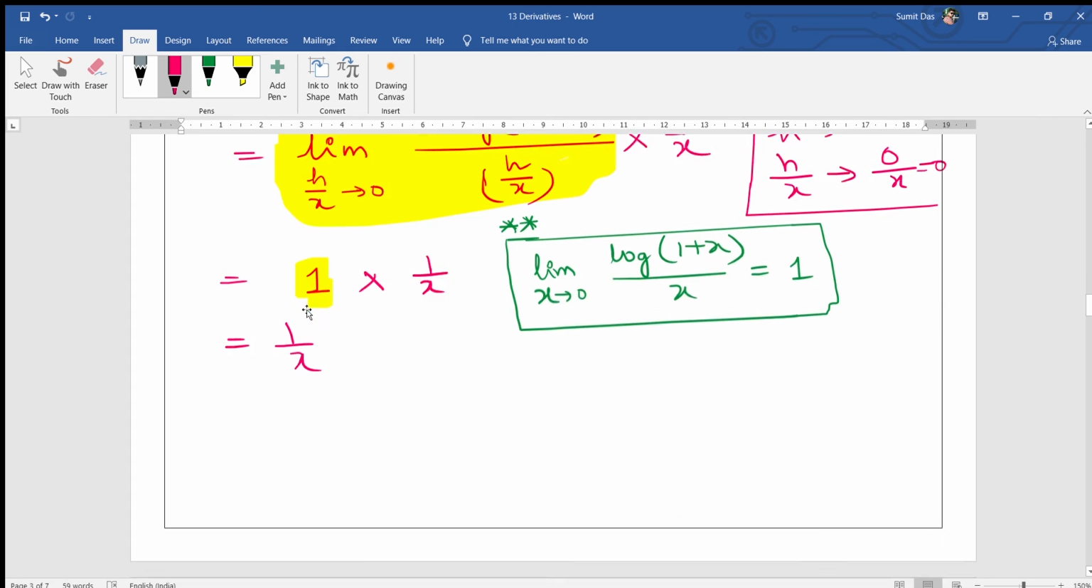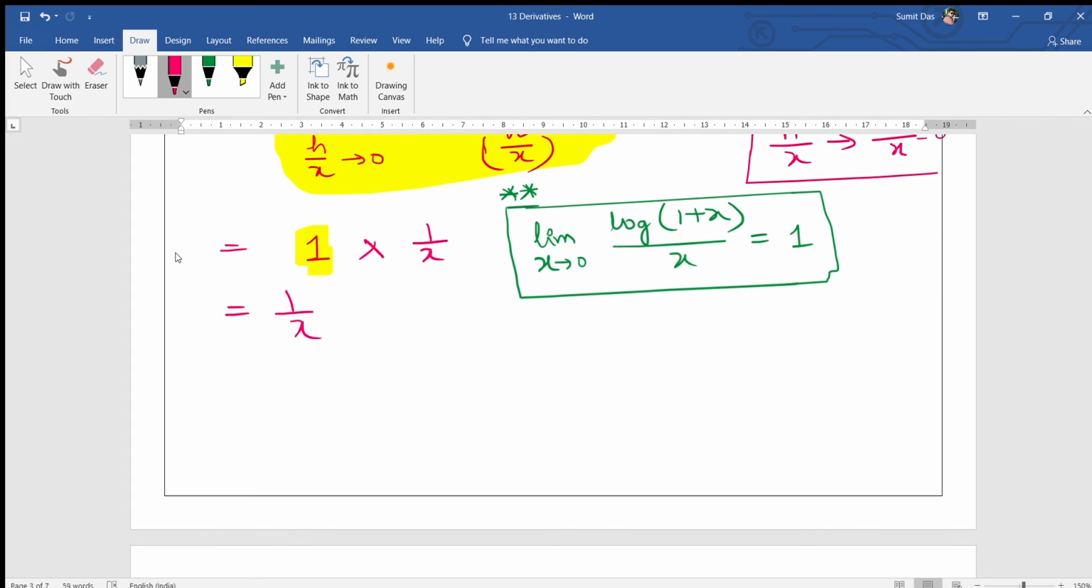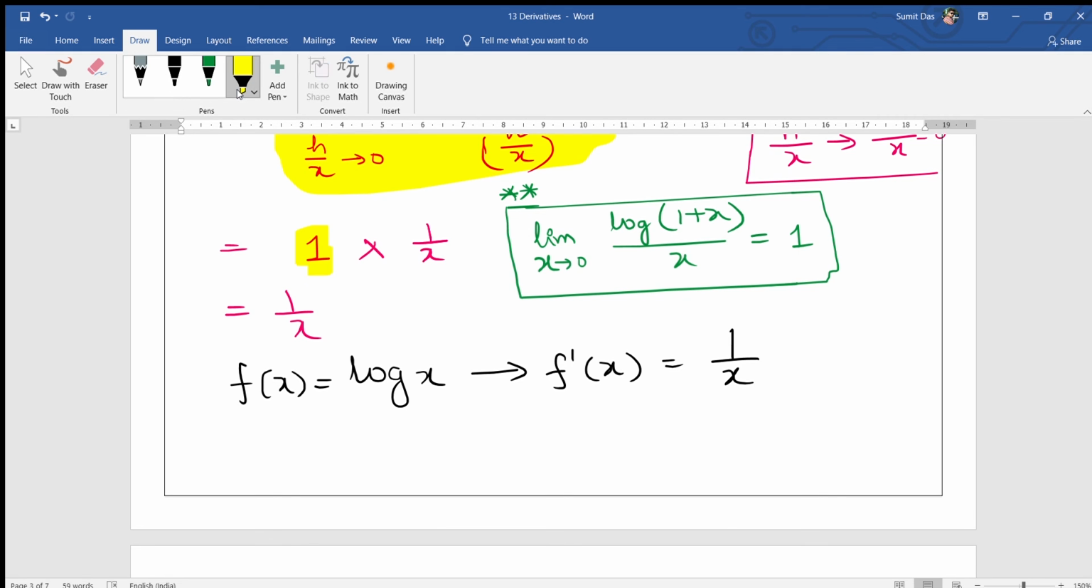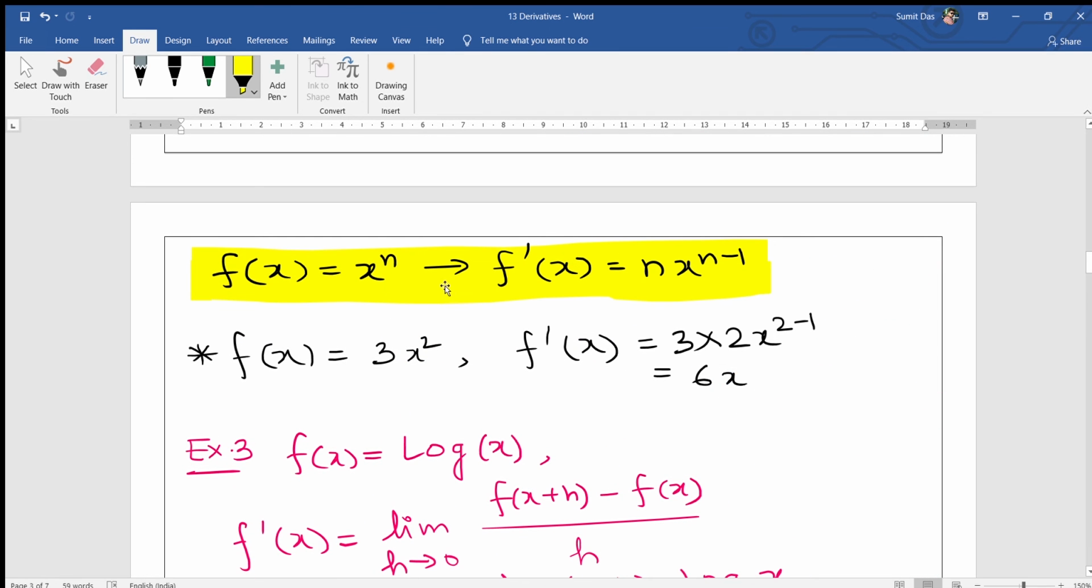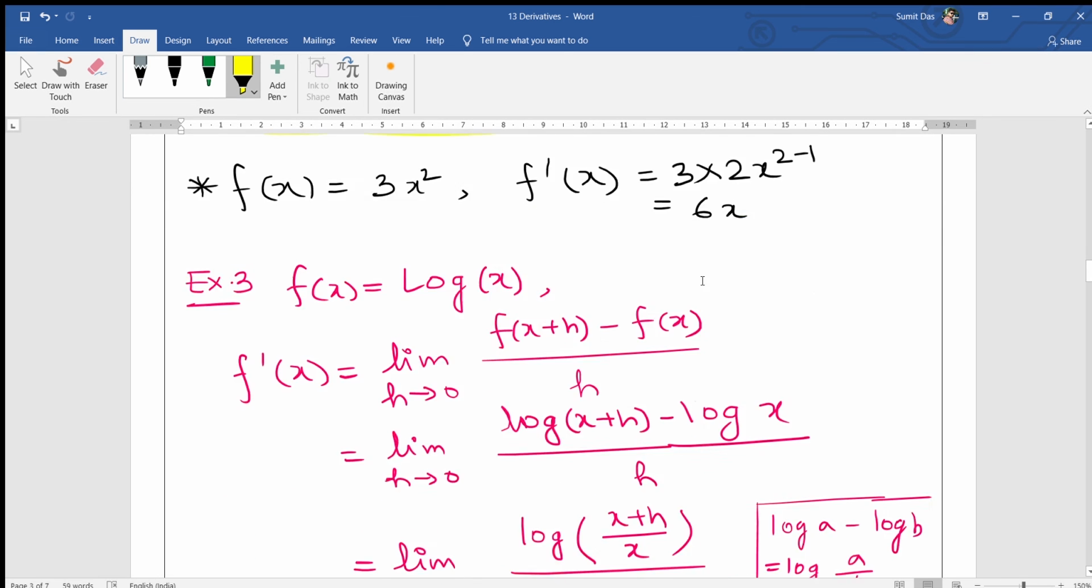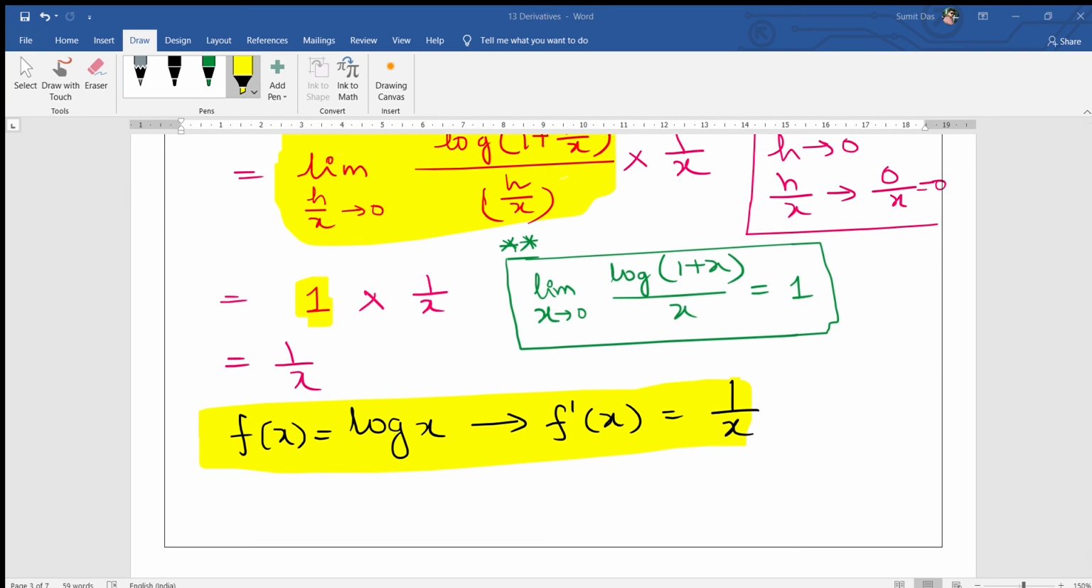Okay, so here we also got one formula. Whatever I am writing in the black pen, this is all formula. f(x) is equal to log x. If f(x) is equal to log x, f dash x will be 1 by x. This is also a very important formula. I am deriving the formulas now, till now. Am I clear? Last time we got, if you remember, that if f(x) is x to the power n, the derivative will be n x to the power n minus 1, and here for log x we will get 1 by x.